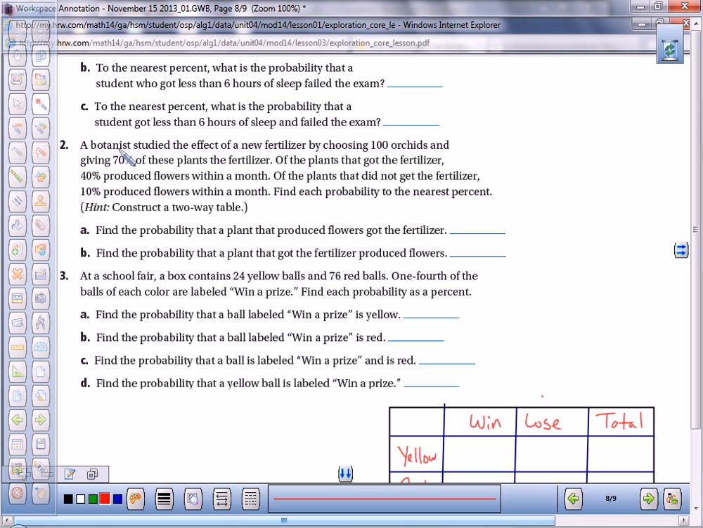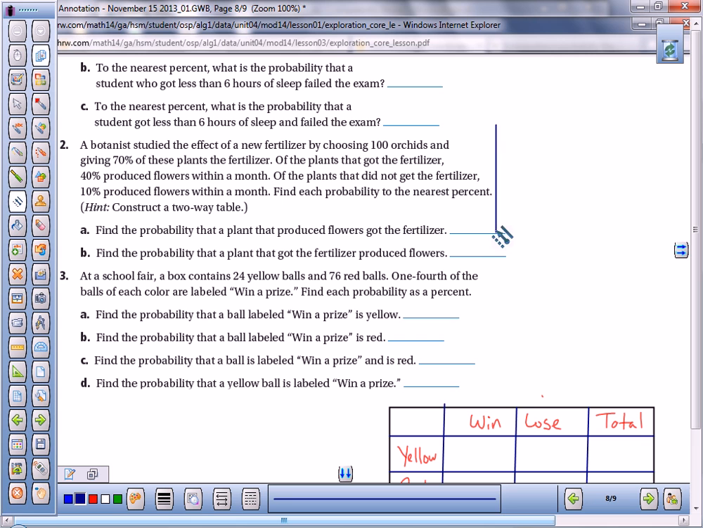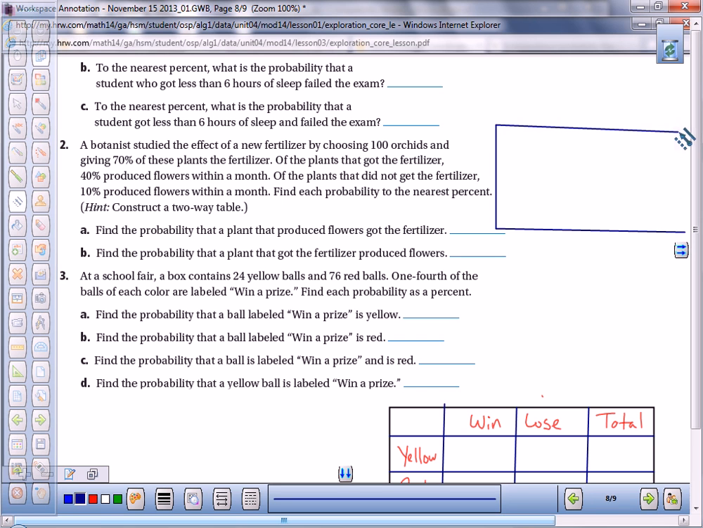A botanist studied the effect of a new fertilizer by choosing 100 orchids and giving 70% of the plants fertilizer. Of the plants that got fertilizer, 40% produced flowers within a month. Of the plants that did not get the fertilizer, 10% produced flowers within a month. Find the probability to the nearest percent. And it says, hint, construct a two-way table. So let's construct a two-way table. It looks like a box that we're turning into a two-way table.